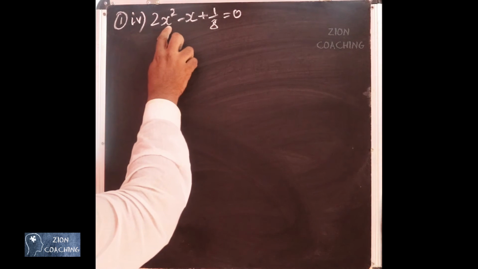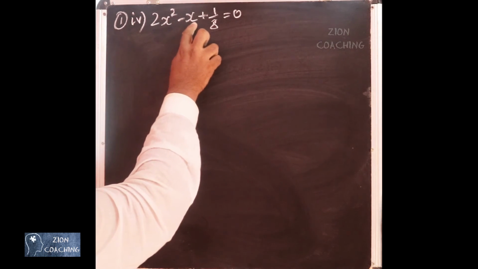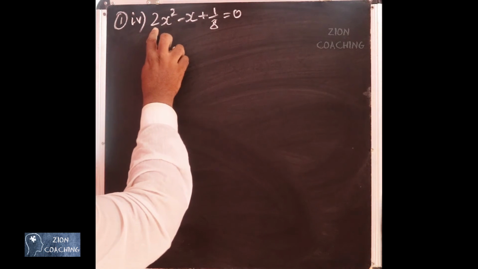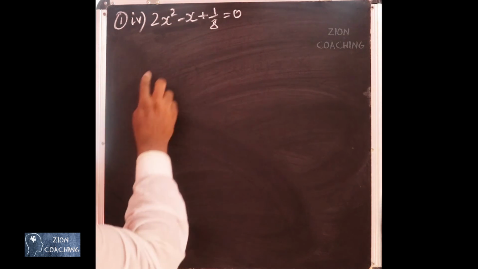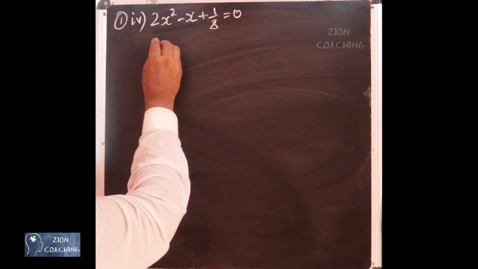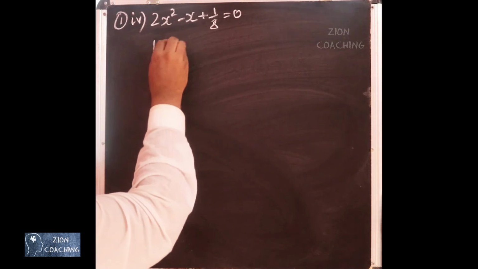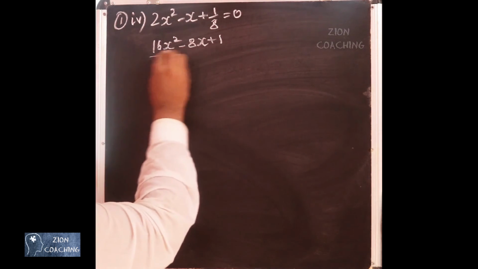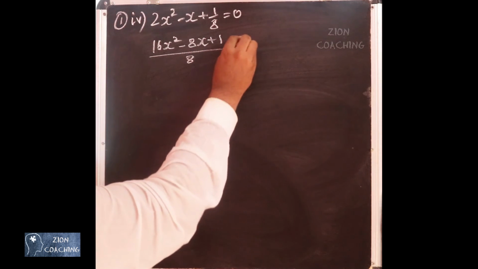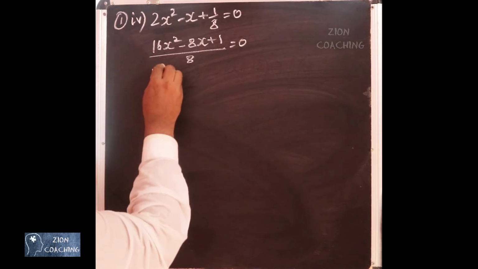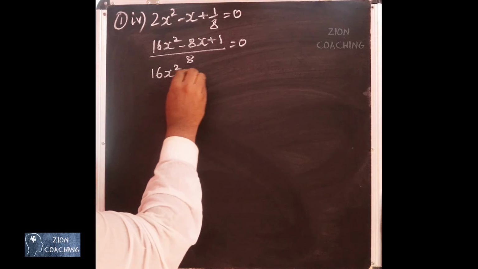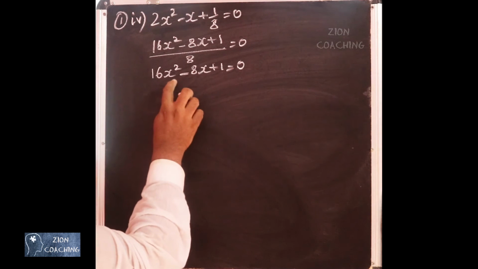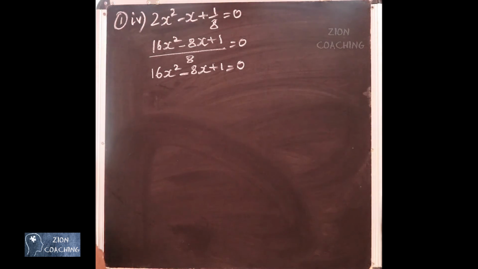The equation is 2x squared minus x plus 1 by 8 is equal to 0. Now you can take 8 to be the LCM common throughout, then this will become 16x squared minus 8x plus 1 by 8 equal to 0. When you take this 8 to the other side, finally we will have 16x squared minus 8x plus 1 equal to 0. Now we are going to find the roots of this quadratic equation.